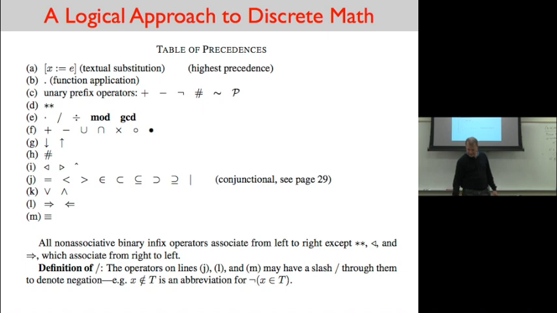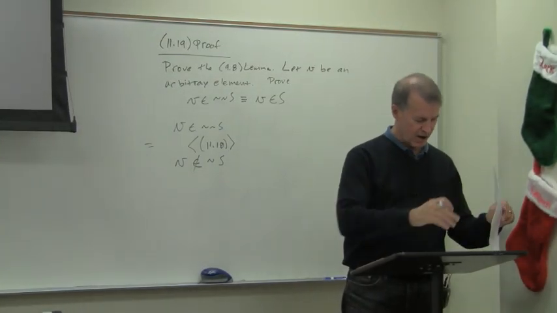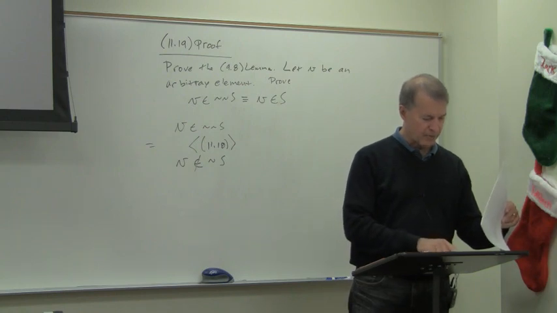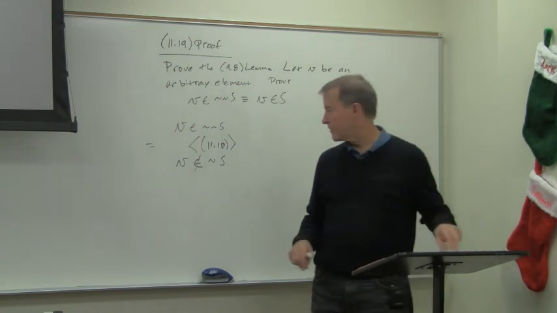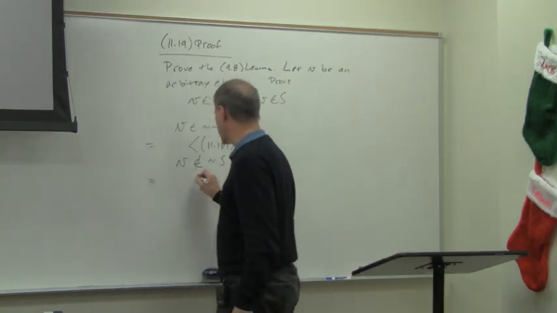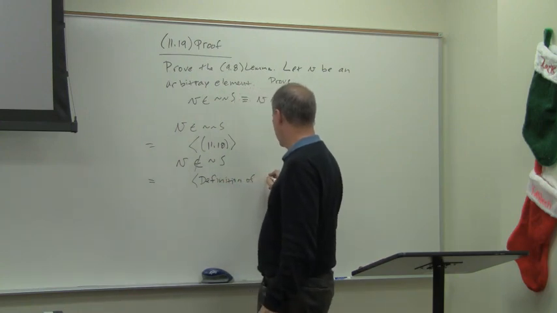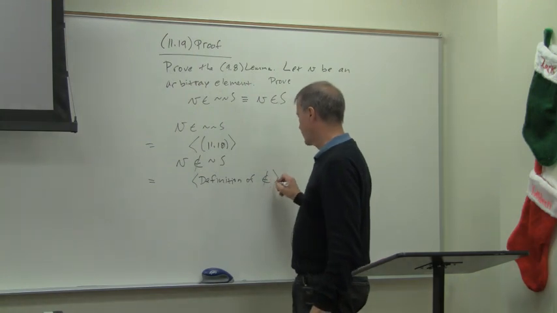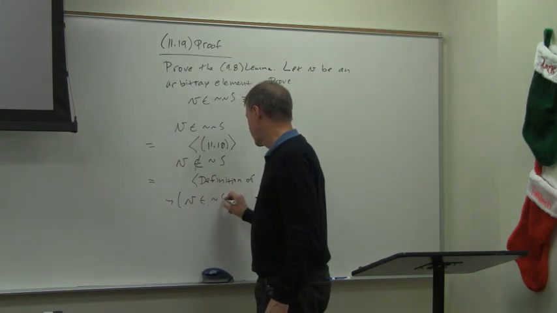How with these operators, there's a footnote. Is it on the equation sheet? Oh, yeah, operators on lines J, L, and M may have a slash through them to denote negation. For example, "is not equivalent" is an abbreviation for blah, blah, blah. So the way you do this is you say equals, by definition of not an element of, not V is an element of this.